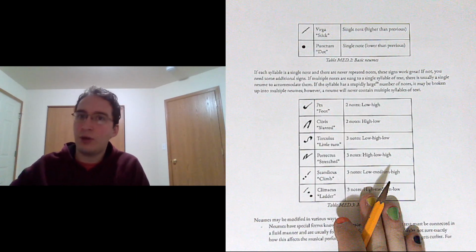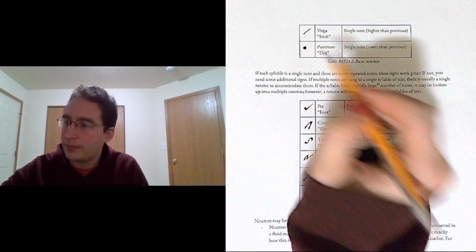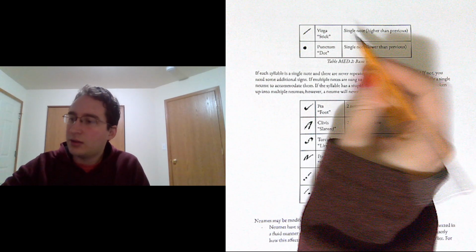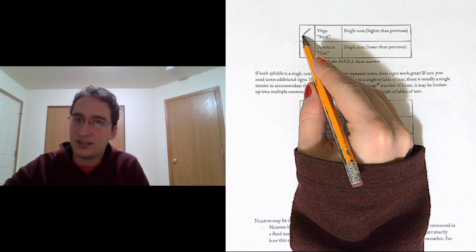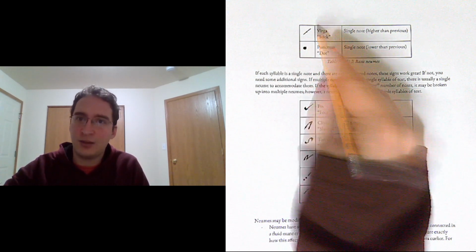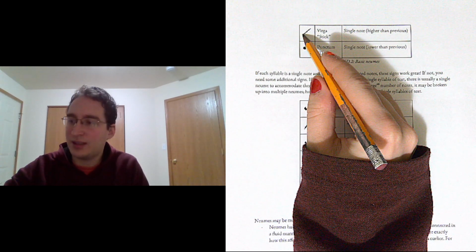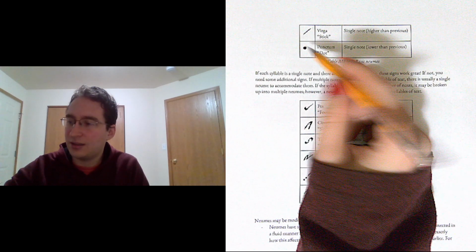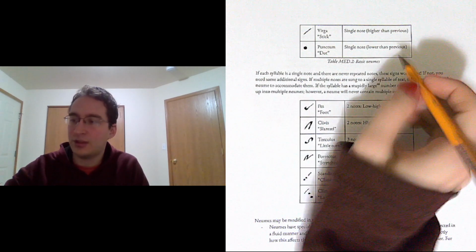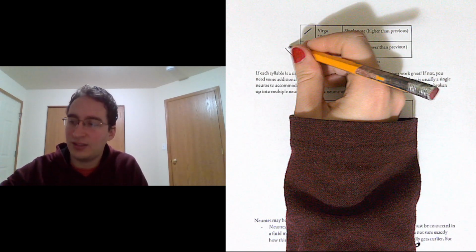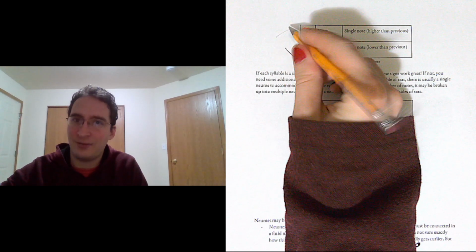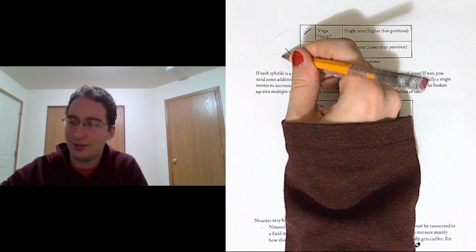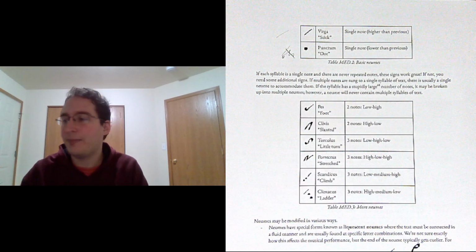So the two most basic neumes are the virga and the punctum. The virga indicates a note that's higher than the previous note. That makes sense because low to high. And a punctum is the opposite. It's a single note lower than the previous, kind of an abbreviation of this sign. They were like, well, we already have that one, so we can just abbreviate that one. Less work. Done. Great.